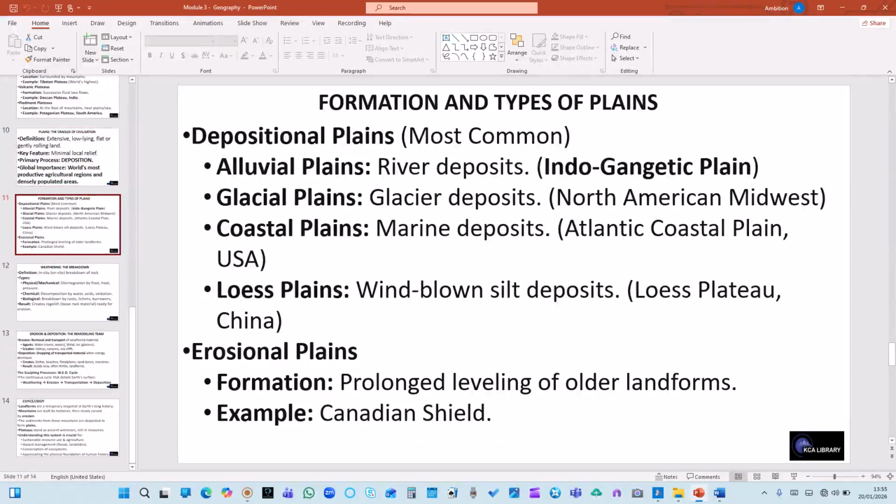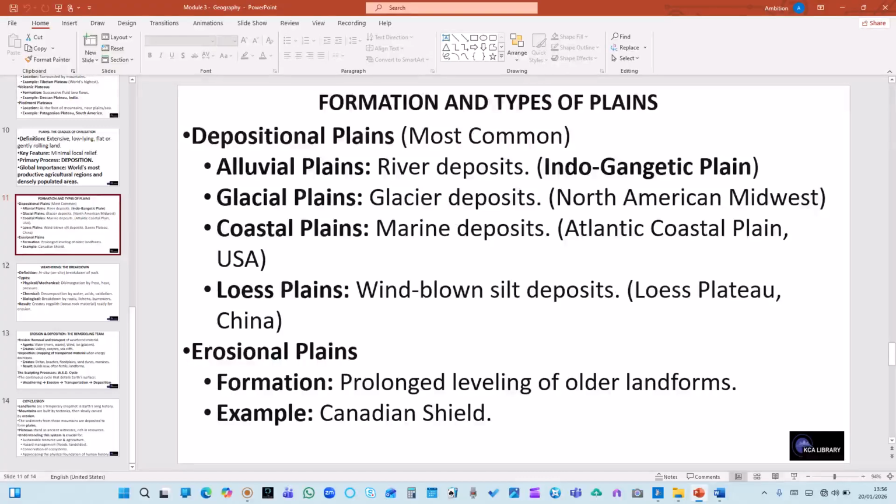Now let us look at formation and types of plain. Just like we said, deposition is the main formation of plain. So we have depositional plains, which are the most common. Under it, we have alluvial plains, which are caused by river deposit. We have glacial plains, which are caused by glacial deposit. An example is the North American Midwest. Then we have coastal plains, which are marine deposit. An example is the Atlantic coastal plain in the US. Then we have loess plains, which are wind-blown silt deposit. An example is the Loess Plateau in China.